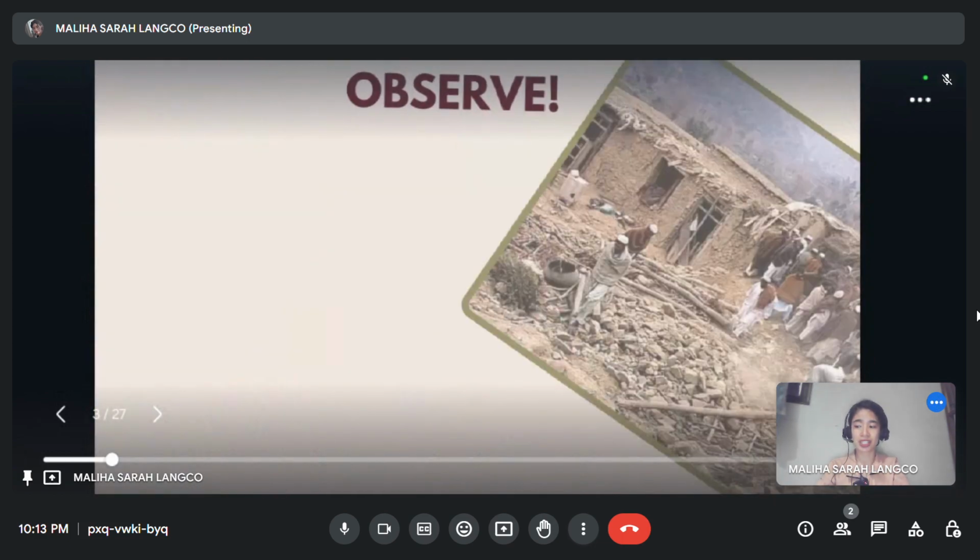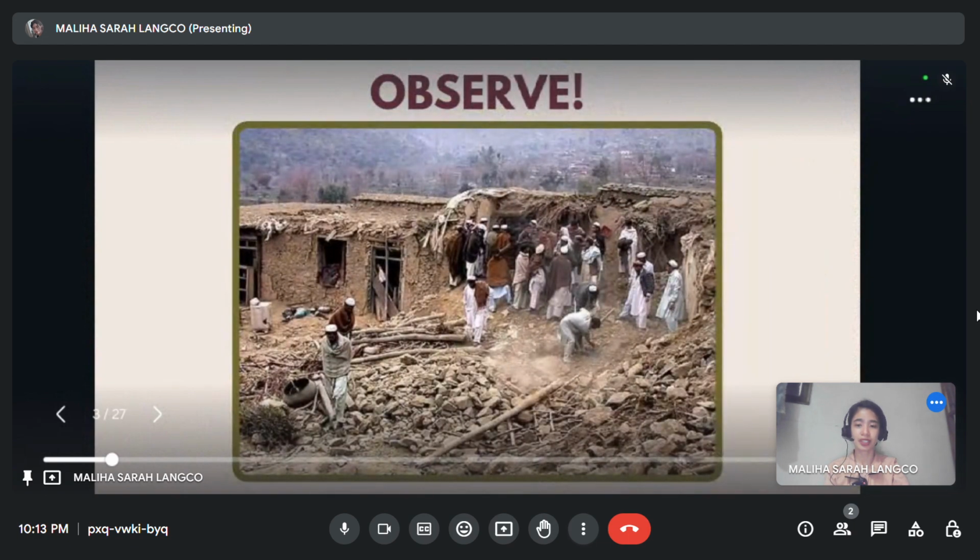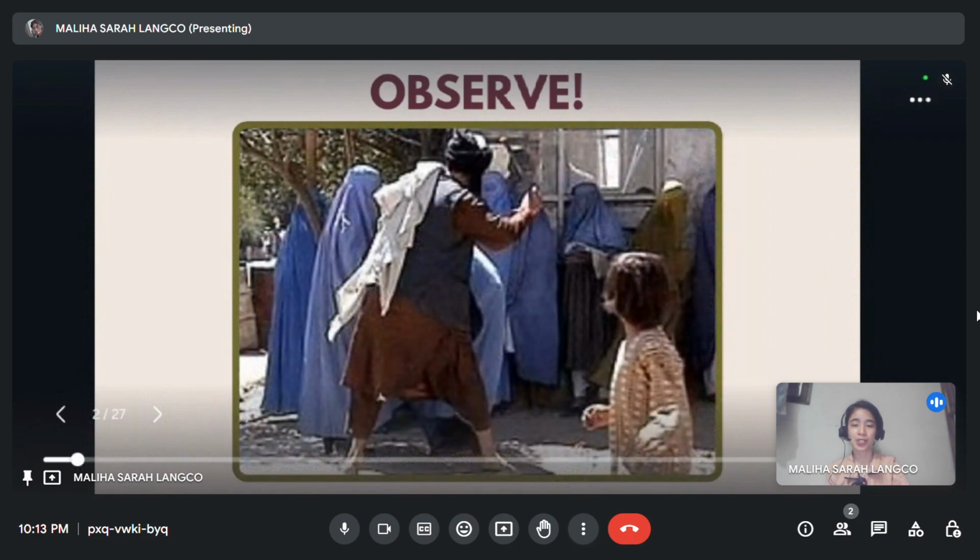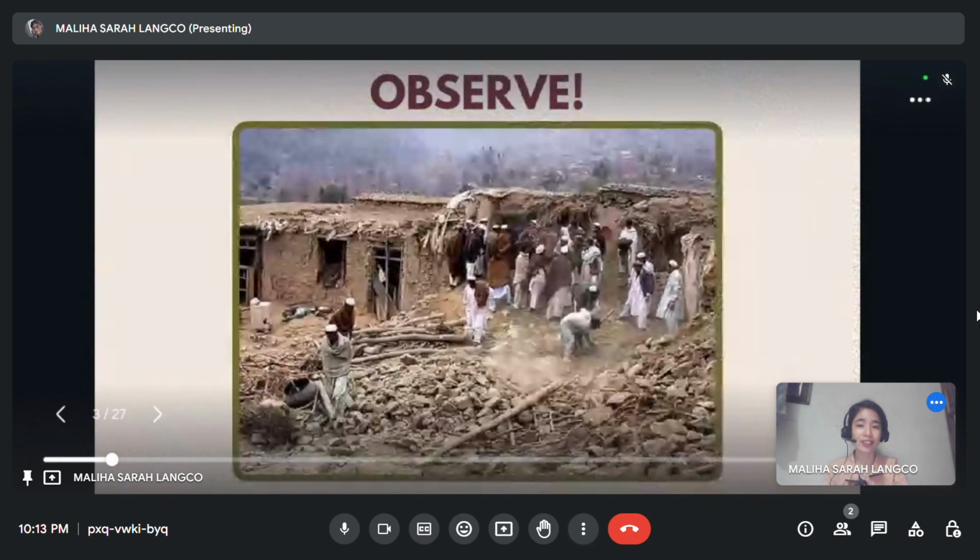Okay, second picture. So let's tackle this picture. In the first picture you can observe a man beating a woman in front of a child. The second picture depicts the aftermath effects of war on people, especially the geographic location of the people. These are just a glimpse of the effects of war, not everything totally encapsulated.